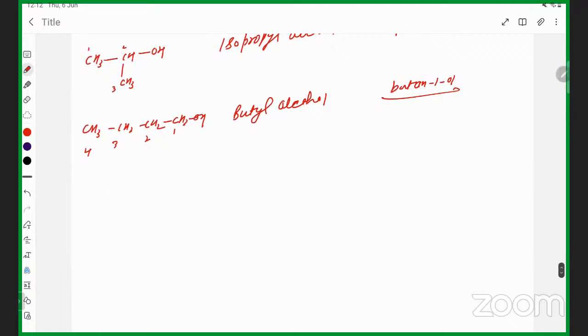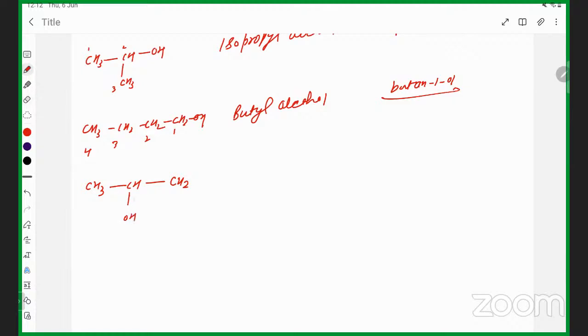If I will write another one, CH3 CH, here is CH3. This becomes CH3 iso group. Iso group is also called secondary group.